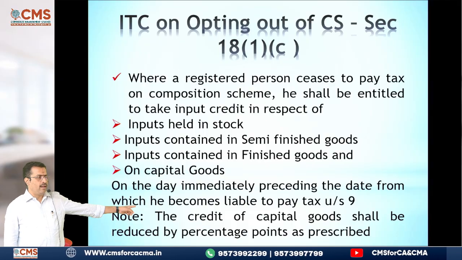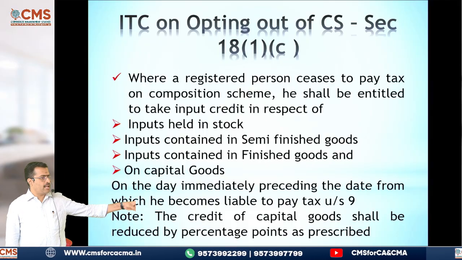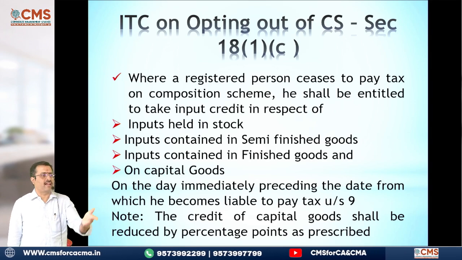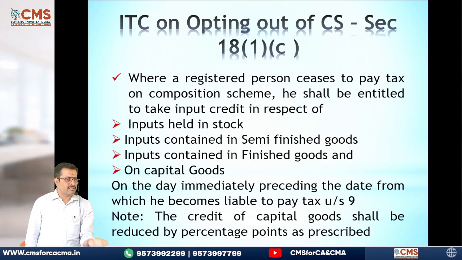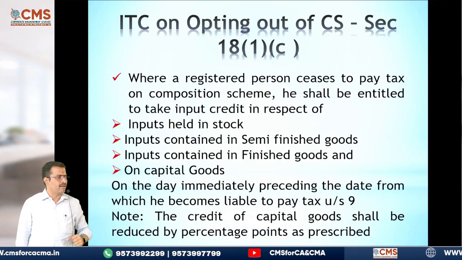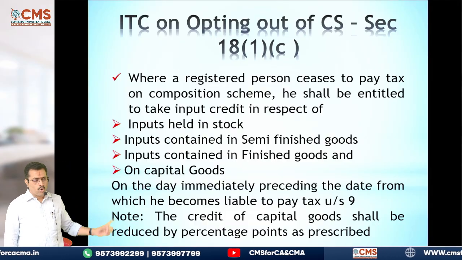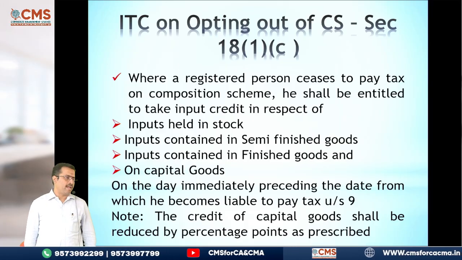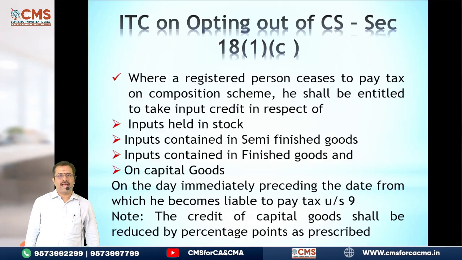When he can avail? On the day immediately preceding the date from which he becomes liable to pay tax under section 9. Yesterday, levy and collection, section 9, I told, intrastate. Yes? Then note, the credit of capital goods shall be reduced by percentage points as may be prescribed.